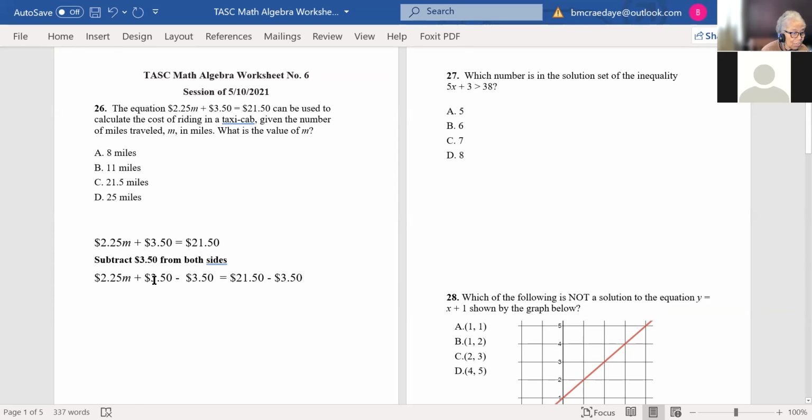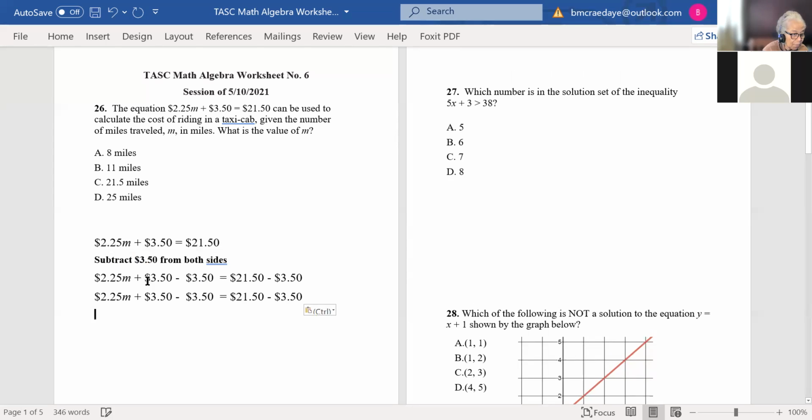Because this is plus 3.50 and minus 3.50 is going to be giving you 0, right? So you just have 2.25m left. All right, there we go, 2.25m. So the 3.50 comes out because that's 0, right? So let's just take this out. And you said you got 18 right here, right, Maureen? So let's put your $18 here.